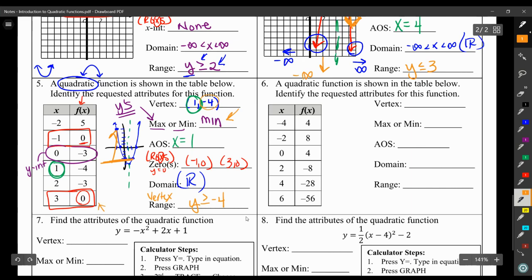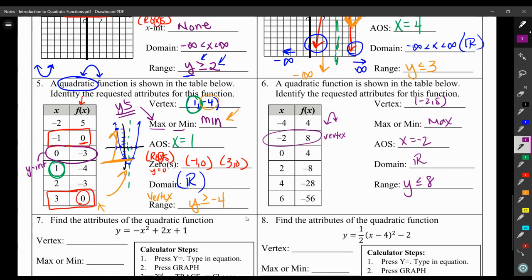Turning this table into a sketch is going to be extremely helpful in solving these problems. Pause the video and try number 6 on your own. Here's your solution for example 6. In a later video, we will do 7 and 8.